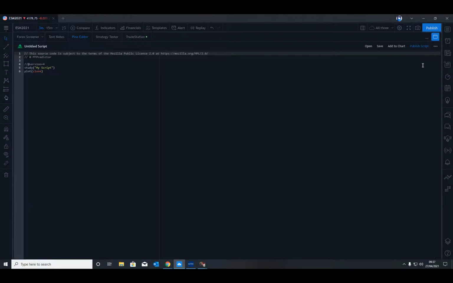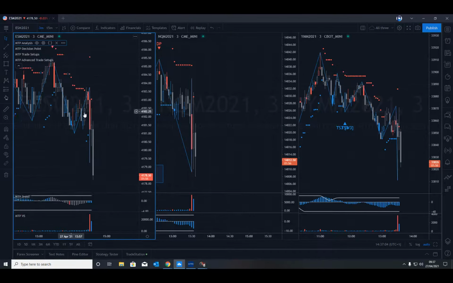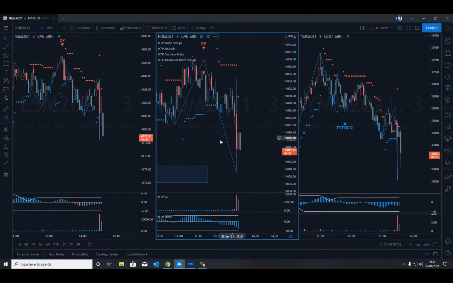I keep clicking that wrong one, don't I? That's the one I want to set it back to just the 3. I've just got 3 charts there. The way I've set mine up is, as you can see, just the 3 minis side by side. I quite like it like that.